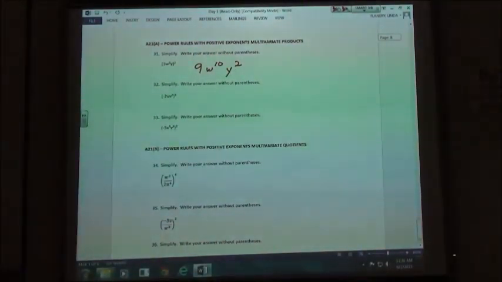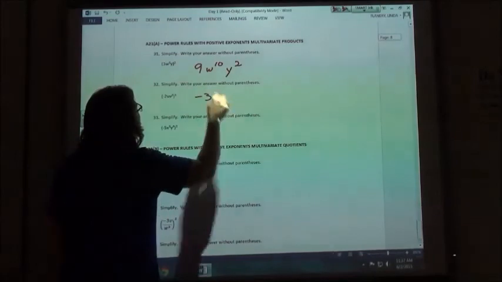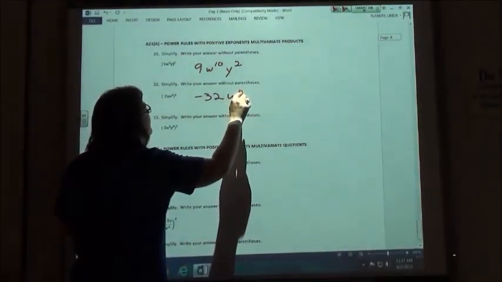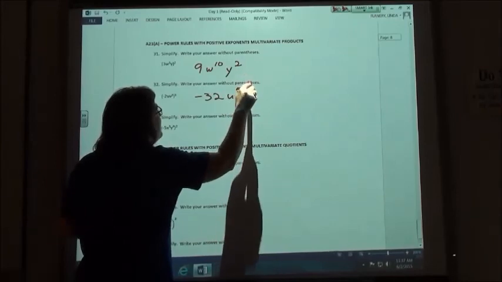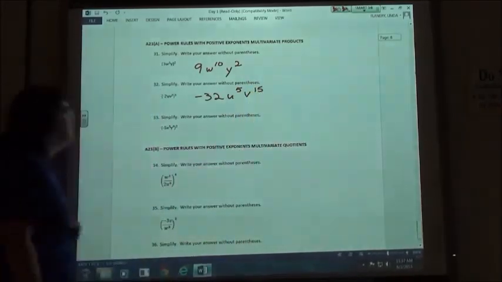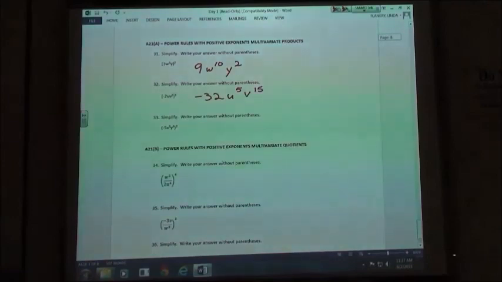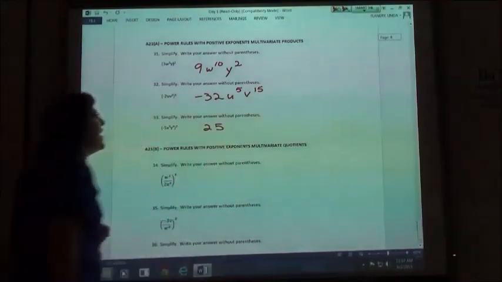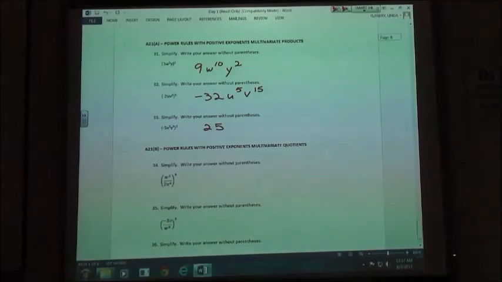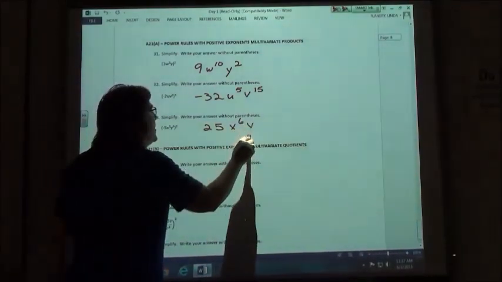So number 32, if I have negative 2, u, v to the 3rd, and I'm going to raise that all to the 5th power. Negative 2 to the 5th power is negative 32. And then I'd have u to the 5th and v to the 15th. And number 33, if I have negative 5, x to the 3rd, y to the 4th, then that's all squared. If I square negative 5, I get 25, and that is positive because I squared that negative. I get x to the 6th and y to the 8th.